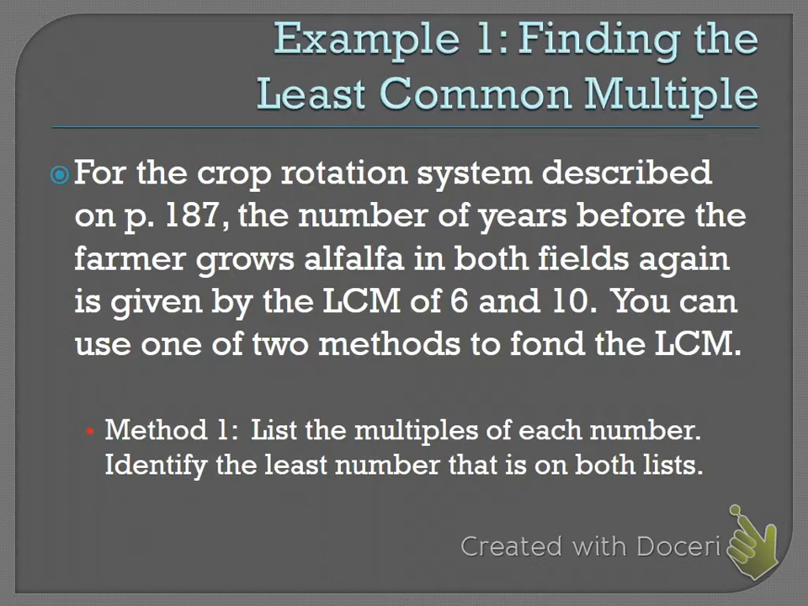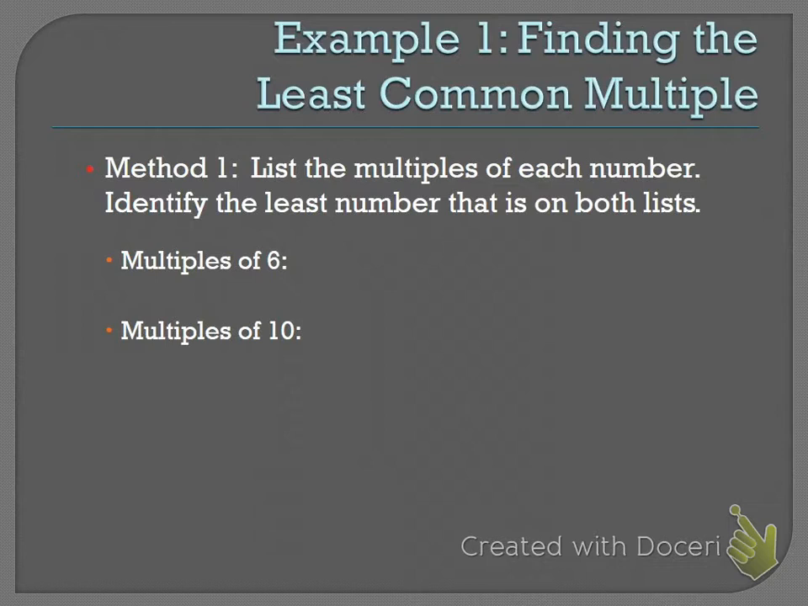So you're continuing to list multiples until you get to one that they share in common. So in method 1, we're taking multiples of 6 and 10. What I suggest that you do is to start with the larger of the two numbers. In this case, it would be 10. And start listing multiples. Remember, a multiple is that number multiplied by itself over and over and over again.